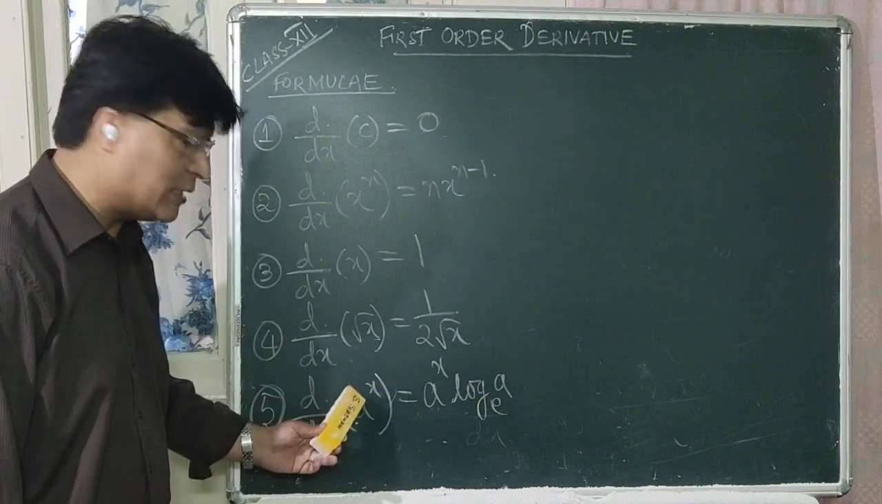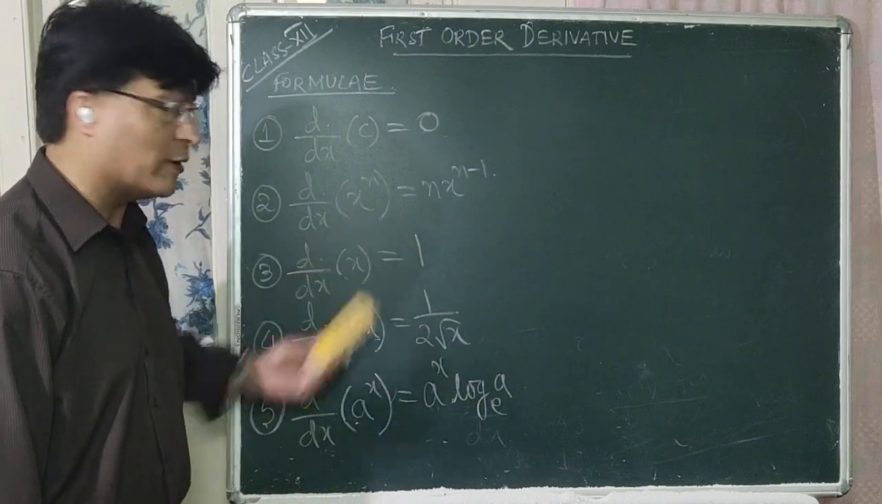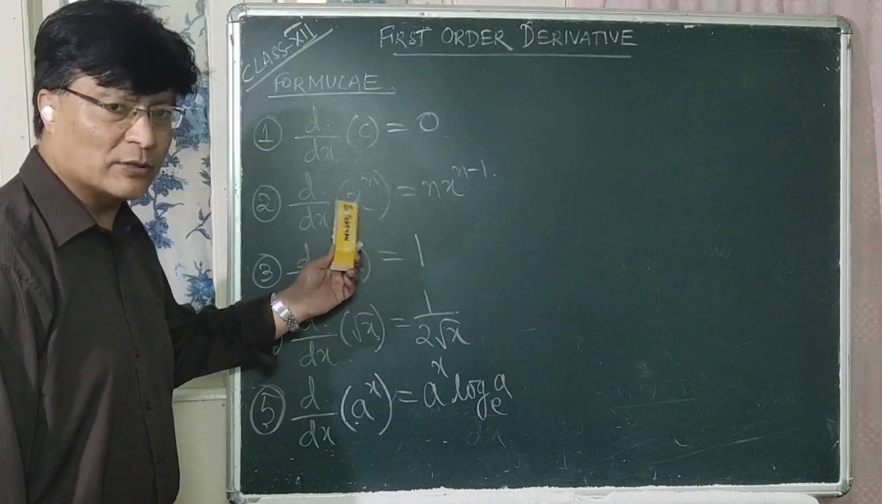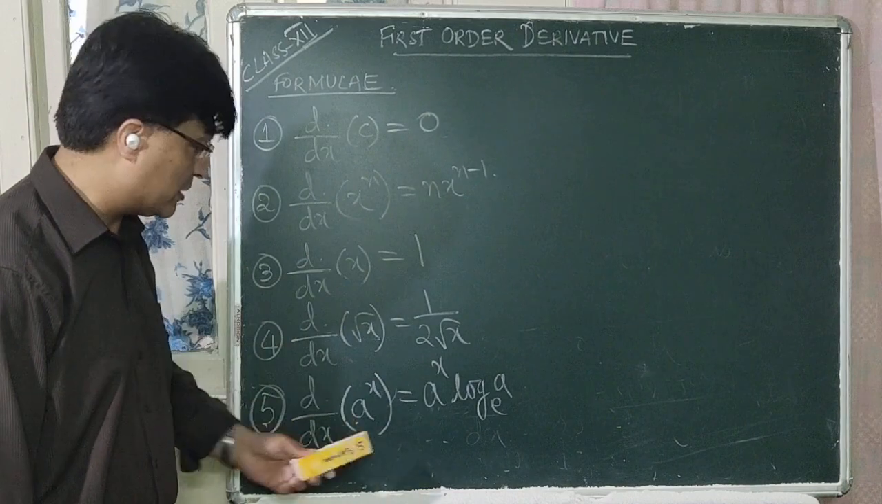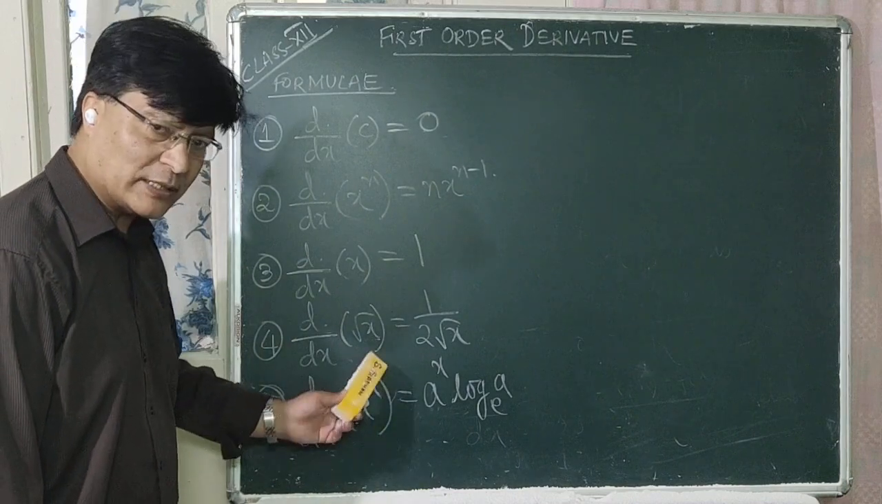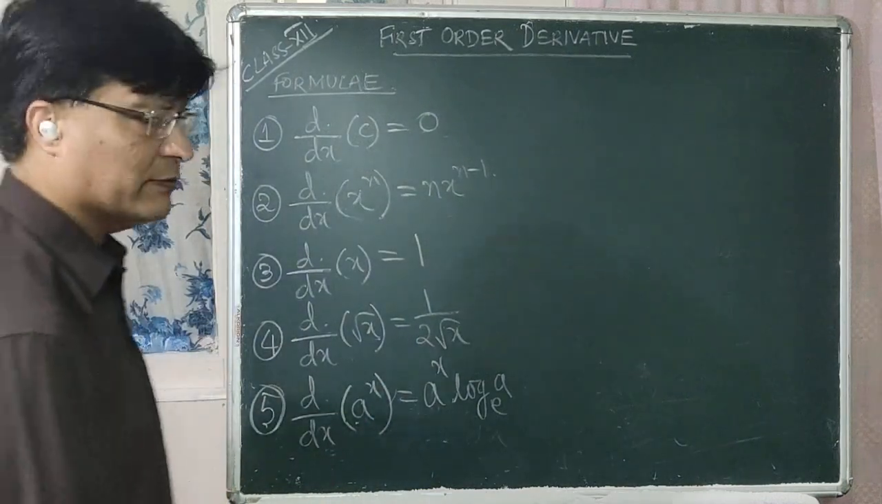You cannot write here x into a to the power x minus 1. You cannot use this formula. Use this formula, right? Here in x to the power n, the base x is the variable and the power is the constant. In this case, the base a is constant, the power x is the variable. That is number 5. Okay?